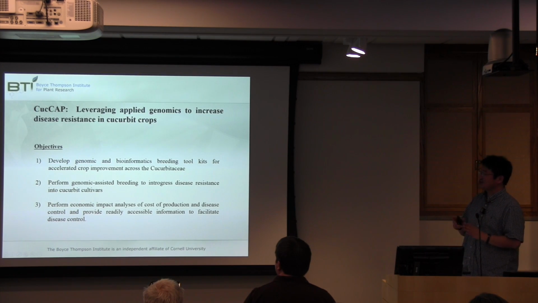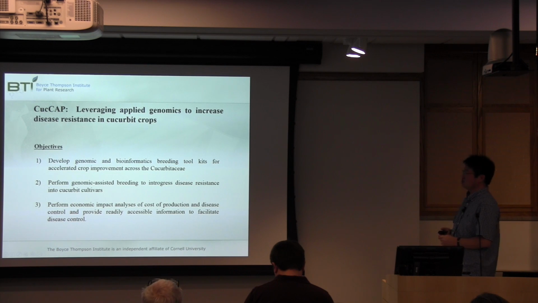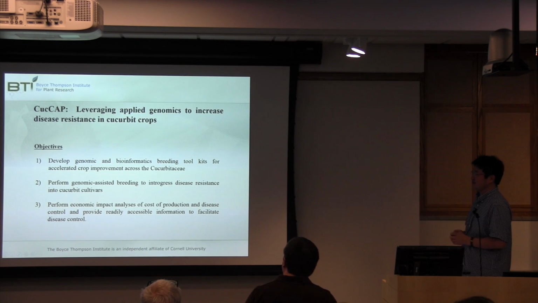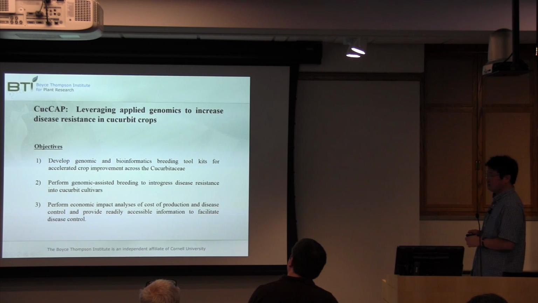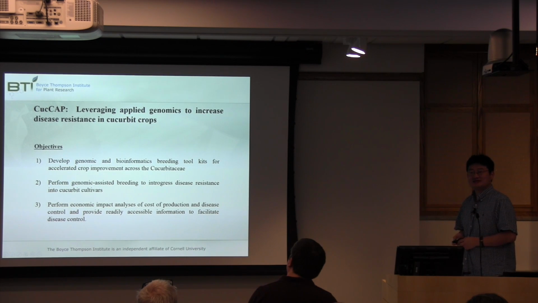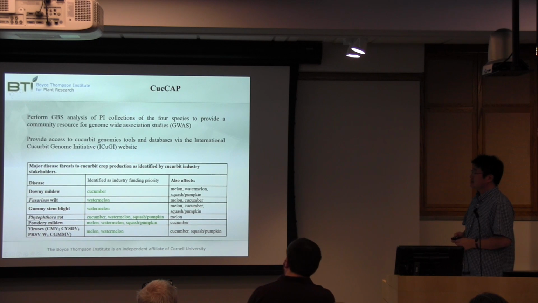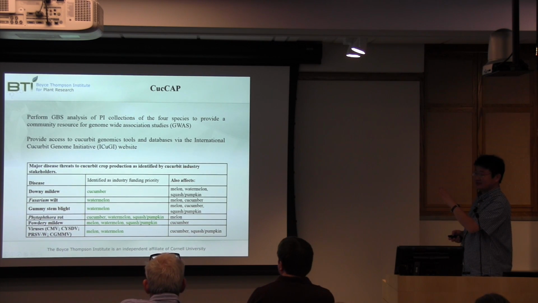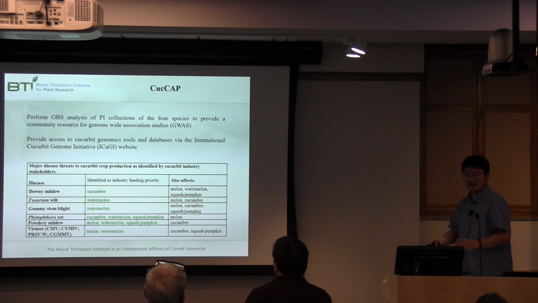This project has three big objectives. The first one is to develop genomics and bioinformatics breeding toolkits to accelerate crop improvement across the Cucurbitaceae. The second is to perform genomic-assisted breeding to integrate disease resistance in cucurbit cultivars. The third one is to perform economic impact analysis of cost of production and disease control, and provide readily accessible information to facilitate disease control. I'm highlighting several points, because these three big objectives have a lot of small objectives, I can't go into too much detail.